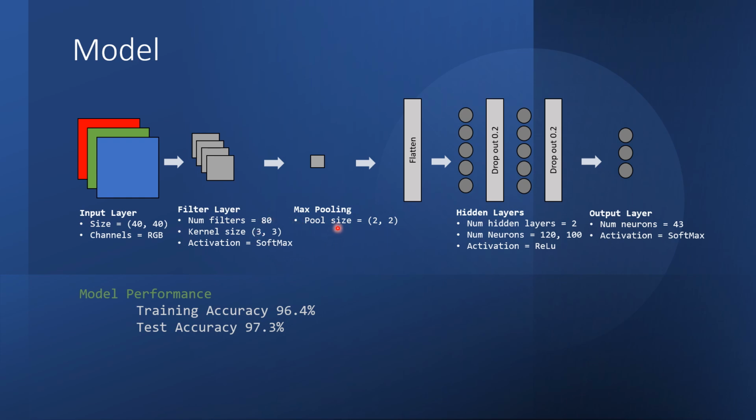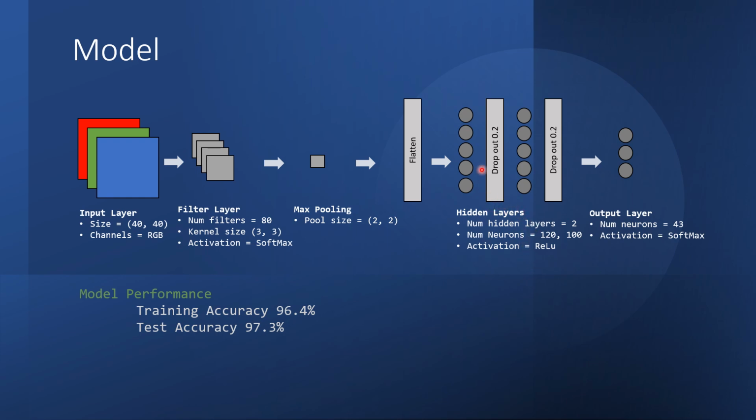The next layer I'm using is the pooling, just to reduce the dimensionality. And then after this, we go to the normal neural network, flattening the layer, and I'm using two hidden layers with about 100 neurons each, activation being ReLU.